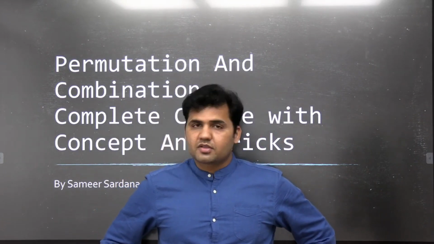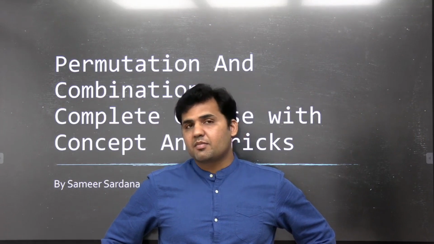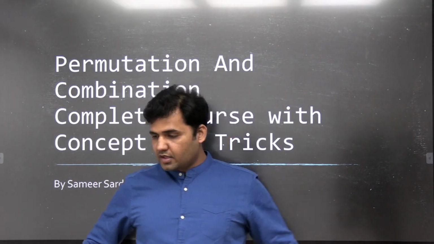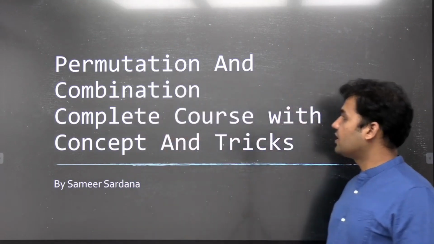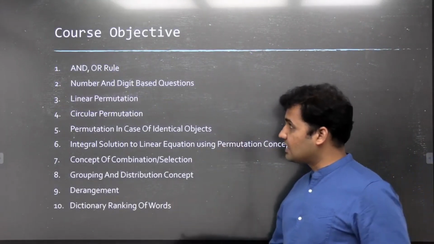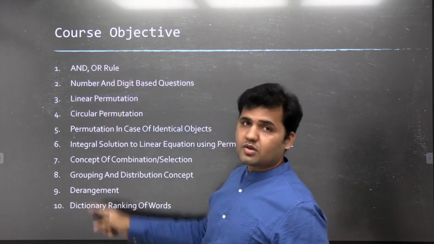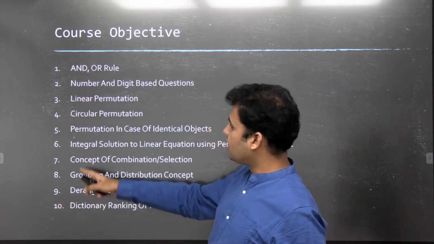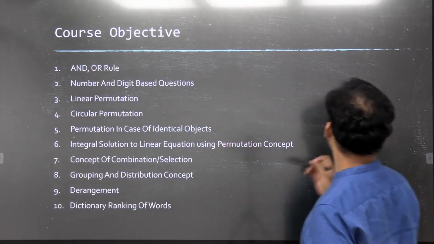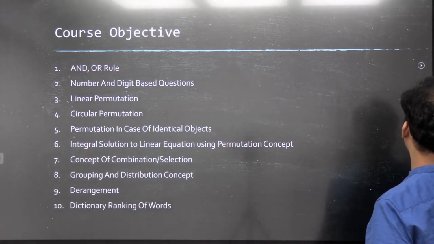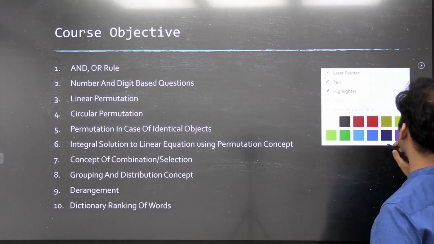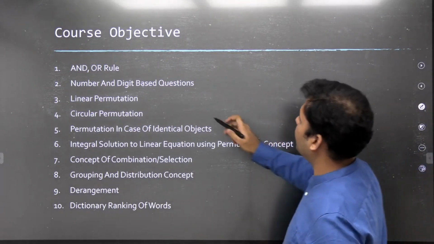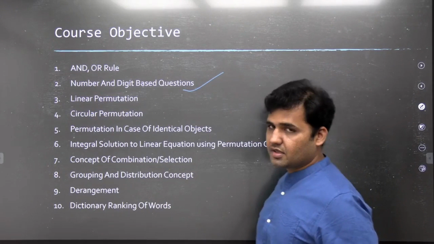So guys, this is the third video of the permutation and combination chapter. We have been discussing numbers and digit based questions in the last video. So let's start the session, guys, without any delay. This is the course objective. In this complete course, all these topics will be covered. Right now we are at the second chapter, or you can say the second topic that we are discussing is number and digit based questions.